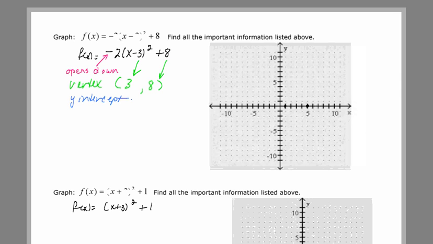For the y-intercept, we just basically let x be 0. Let x equal 0. So let's go to the function. It'll be negative 2 times 0 minus 3 squared plus 8. Let's see, negative 3 squared will be 9, times negative 2 will be negative 18, plus 8, which is negative 10. So the y-intercept is at 0, negative 10. And let's get into the x-intercept.